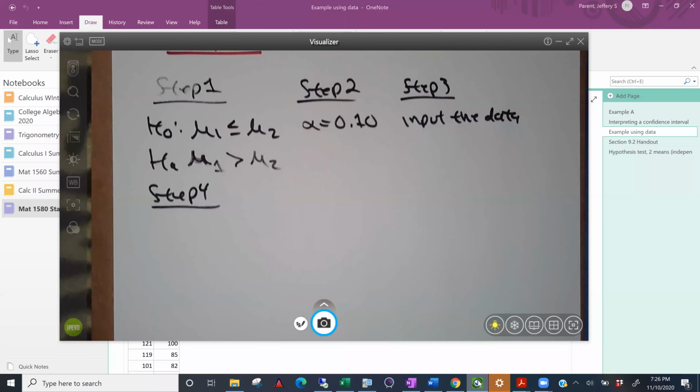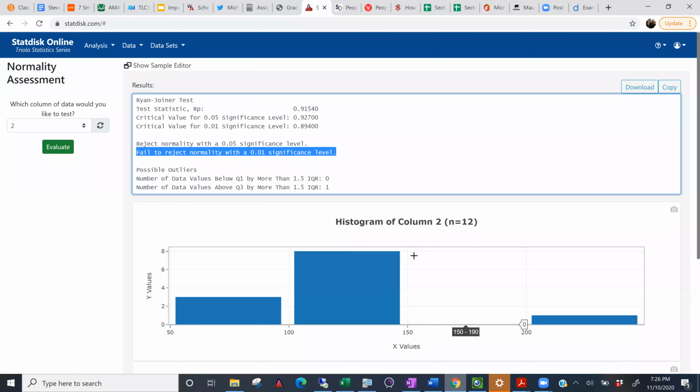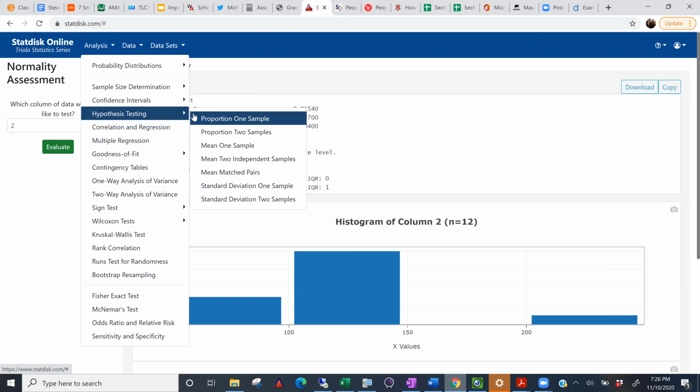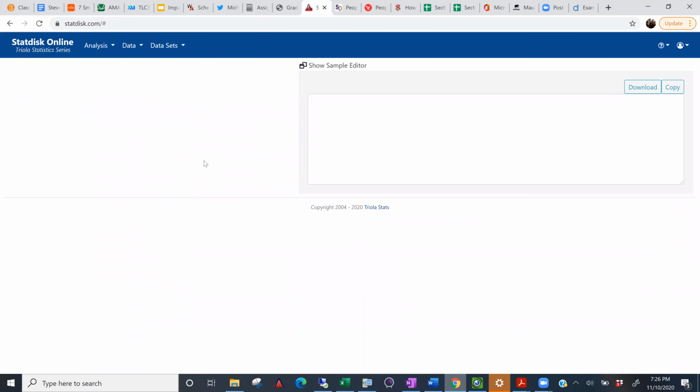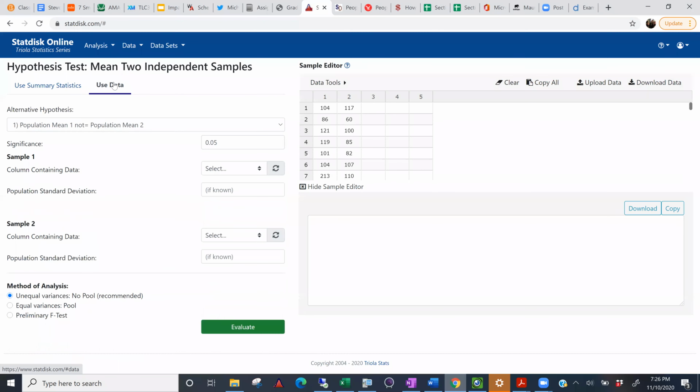What's step 4 going to be? What do we got to do here? Suggestions? What's going to happen in step 4? The p-value. Excellent. We need to find the p-value. So let's go back to mean 2 independent samples. Thanks, Jalal. We're going to use data. So I'll click that one right away.